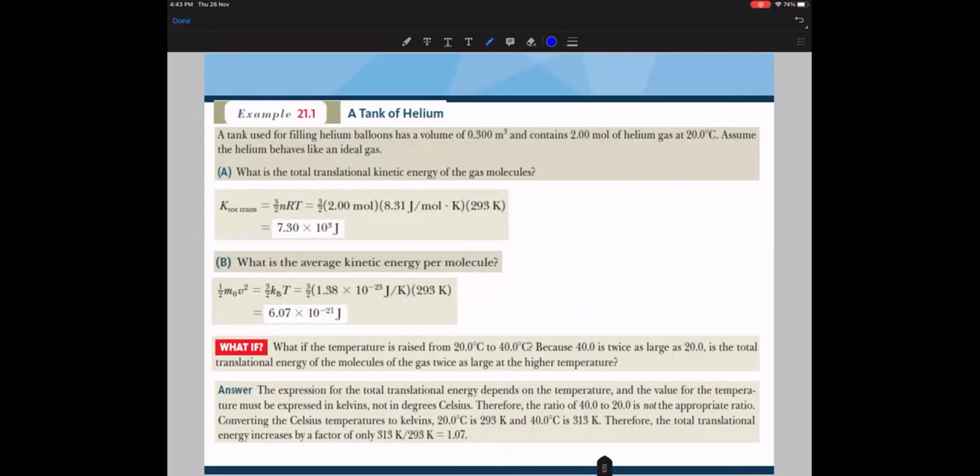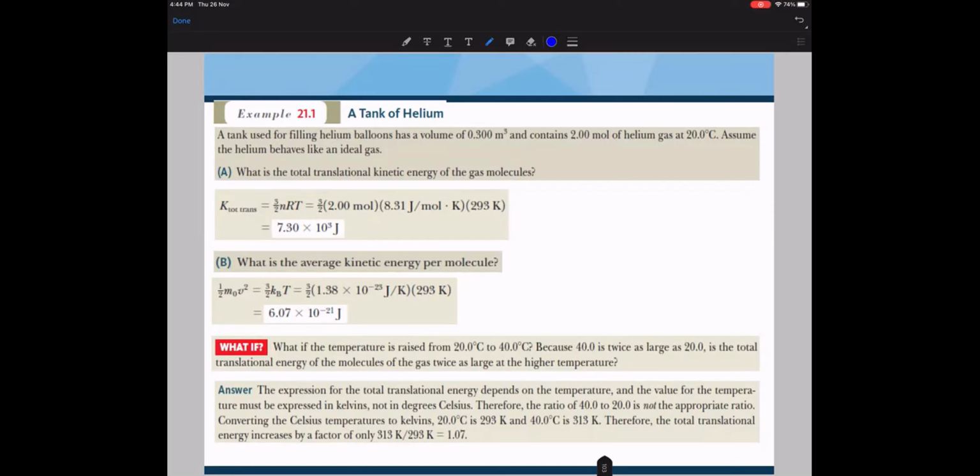Now, let us consider the case of helium, which is very close to an ideal gas, and in particular, the molecule of the helium has only one atom. So that is even closer to what we have just discussed. So you have helium of a certain volume, 3 meter cube, and there is 2 moles of helium gas at 20 degrees C. And we now assume that it behaves as an ideal gas. So what is the total translational kinetic energy?